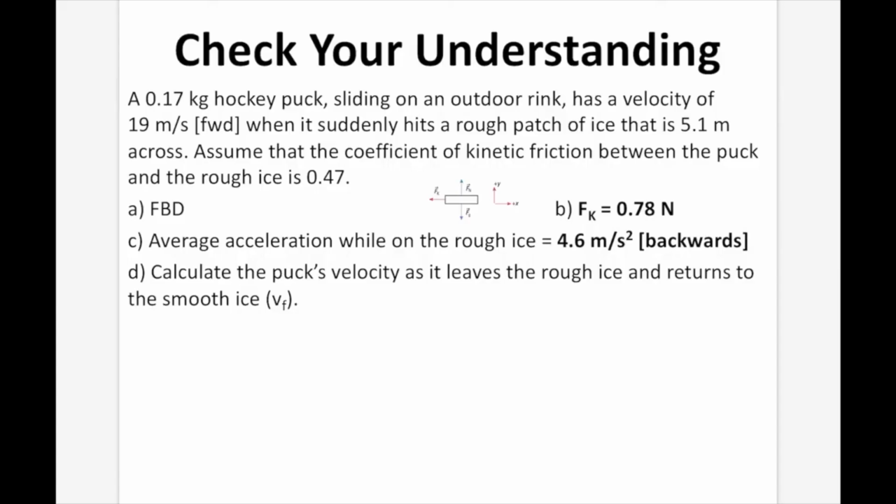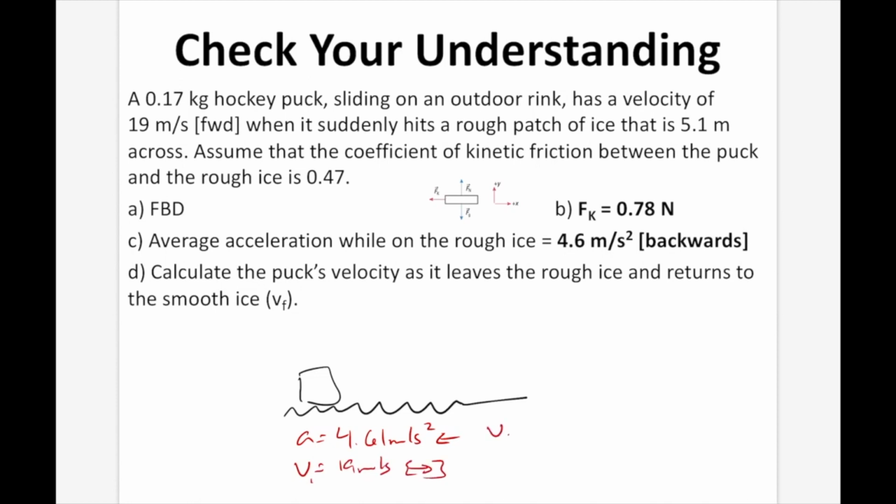So if we draw our diagram out real quick, we're going to see that the puck is going to be on this rough ice and then it's going to go to the smooth ice. During the rough ice section, it's going to have an acceleration of 4.61 meters per second squared that way. It has no force going to the right. We know the VI is going to be 19 meters per second that way as it enters. We are looking for VF, and we know the distance it travels is 5.1 meters along the rough ice. So what equation can we use? We can use VF squared equals VI squared plus 2AD.